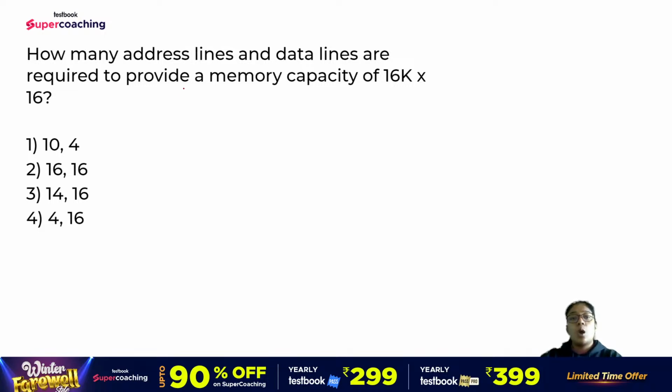Next one: how many address lines and data lines are required to provide a memory of capacity 16K into 16? What does 16K into 16 mean? We have 16K cells, or you can say 16K words, where the size of each word is 16. That means in one word, 16 bits can be stored.